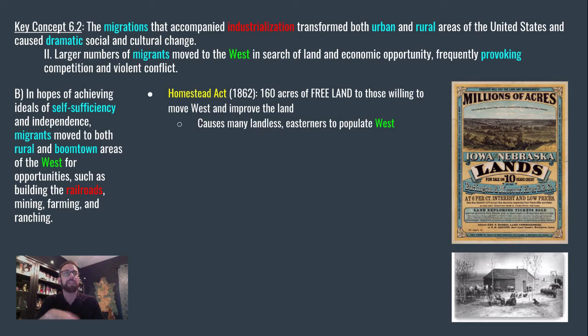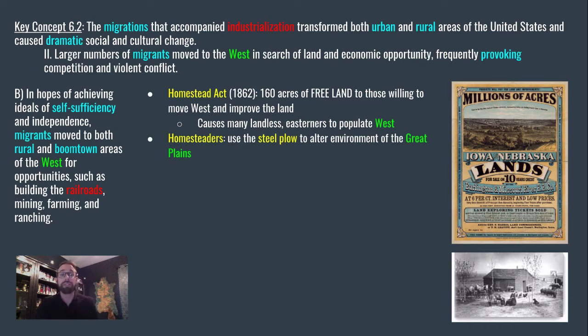It understood that you need to be using the land in a productive way in order to contribute to the economy. Otherwise, it's just sitting there, and they wanted to give people an incentive to go there. So these people were called the Homesteaders.